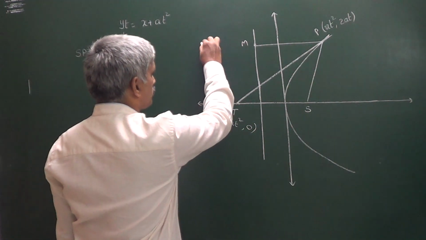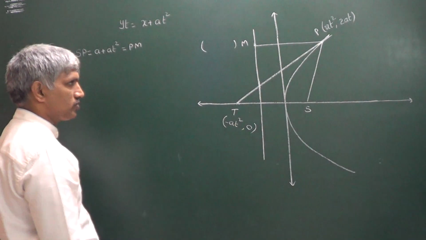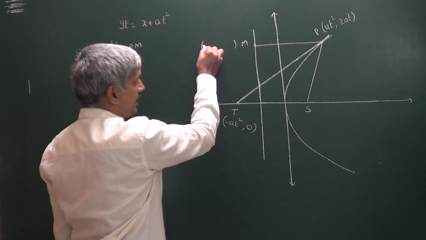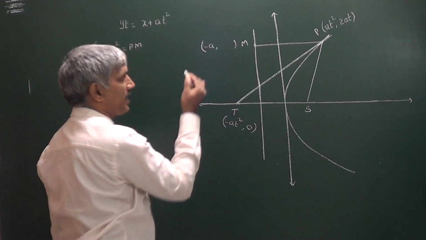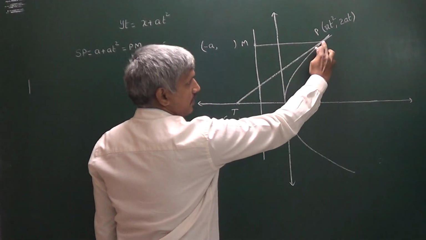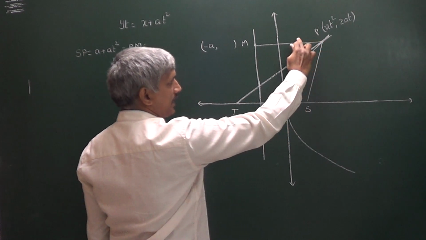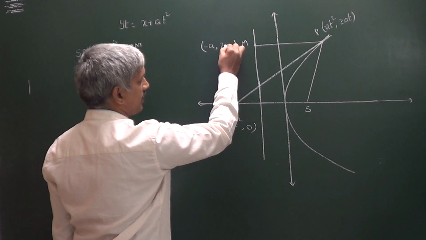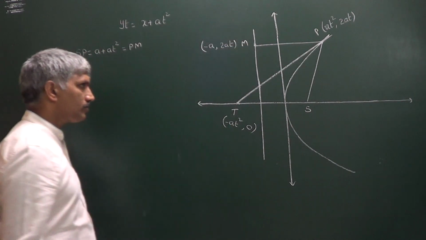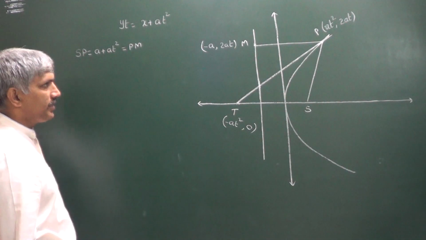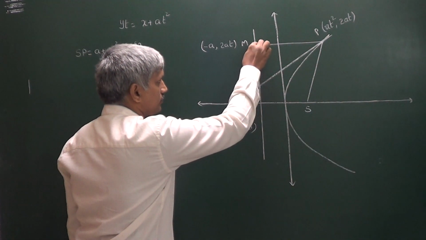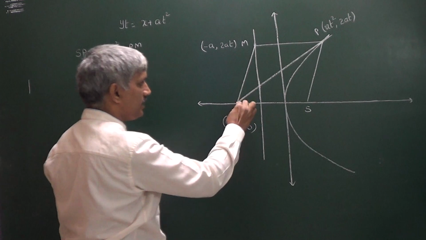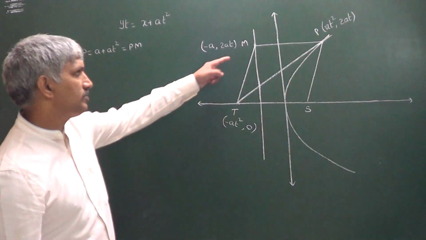At the same time, you can say the coordinates of M also, because this is a directrix. On the directrix, the x coordinate is always minus a, and this is perpendicularly drawn from (at², 2at), so the y coordinate is 2at. So now you can check here. What about MT? I am finding MT, that means the distance between M and T.